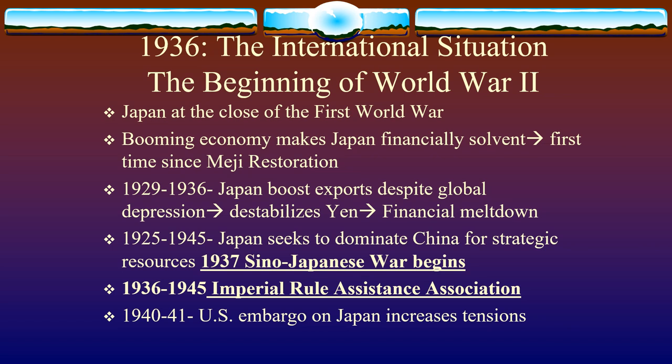So 1929 and 1945. Japan is going to seek to dominate China, and they need strategic resources. And in 1937, the Sino-Japanese War begins. Now, this has a couple of effects. Number one, it allows the Nationalist Militarist Party to really begin to deliver on their promises.